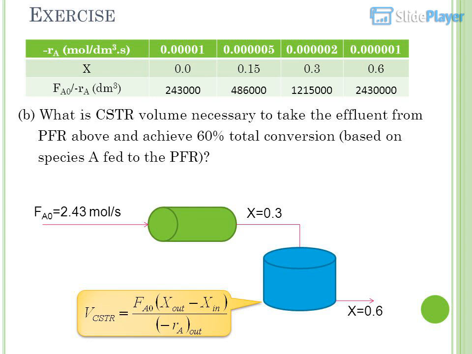B. What is the CSTR volume necessary to take the effluent from the PFR above and achieve 60% total conversion, based on species A fed to the PFR? FA0 equals 2.43 moles per second. X equals 0.3. X equals 0.6.